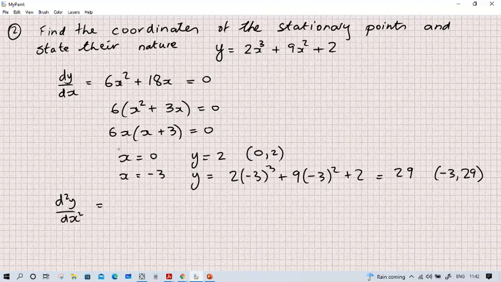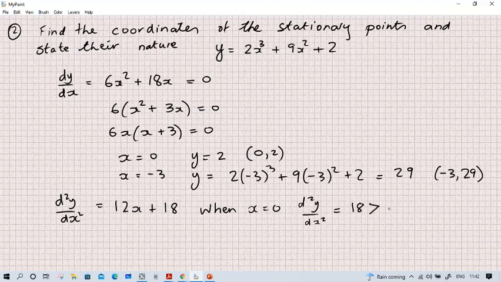So the second derivative, we will differentiate the first derivative again, so 2 times 6 is 12x plus 18. And we test this first when x is 0. The second derivative becomes 0 plus 18 equals 18. This is a positive value, it's greater than 0, so the point (0, 2) is a local minimum.